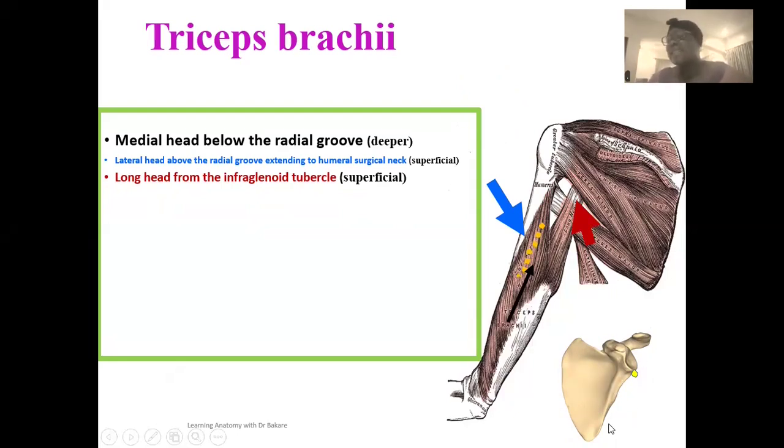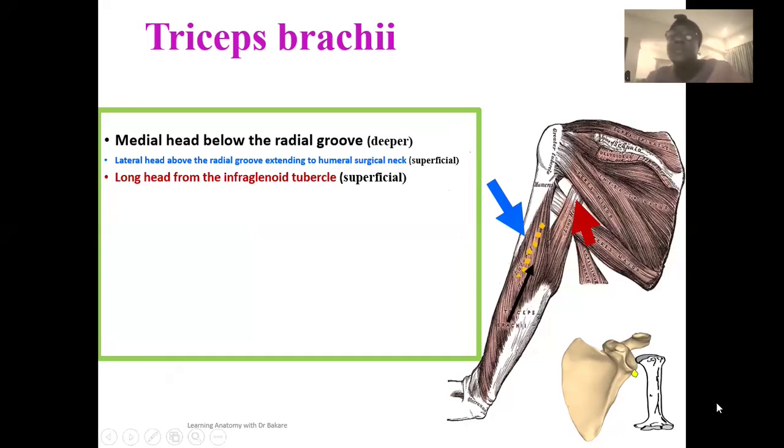Don't forget that at the lateral border of the scapula, we have the glenoid fossa or the glenoid cavity. This fossa is seen as an indentation that receives the head of the humerus in the creation of the shoulder joint, or the glenohumeral joint. And this is what is projected here.